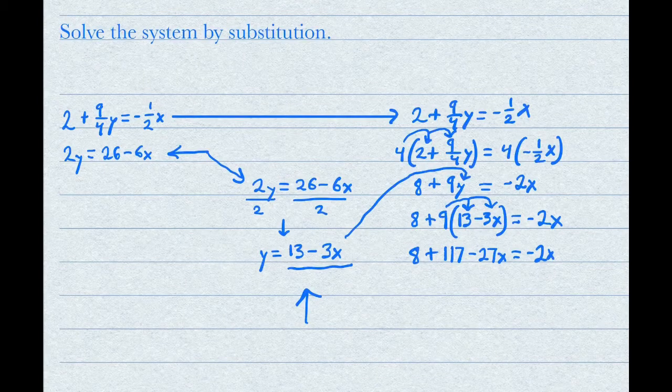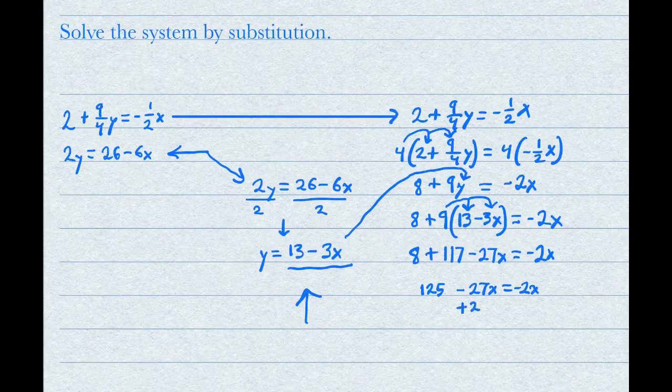Now you want to simplify by combining like terms. 8 and 117 are like terms. -27x and -2x are also like terms. 8 plus 117 is 125. Bring everything else down.